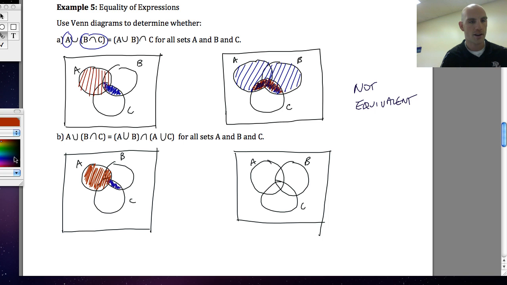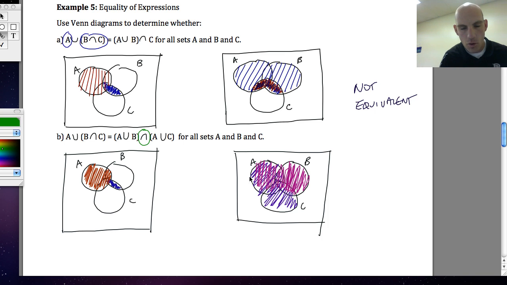And let's look at what we've got here. This one's a little bit more complicated because I've got two sets of parentheses. But let's look at A union C. Here's A union C. It's everything in A and C. And if I use this kind of pinky purple color here, I'm going to also do A union B. Here's A union B.